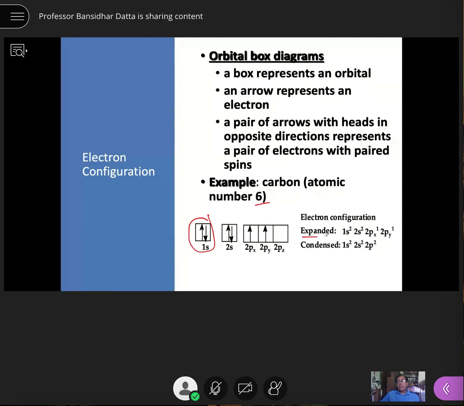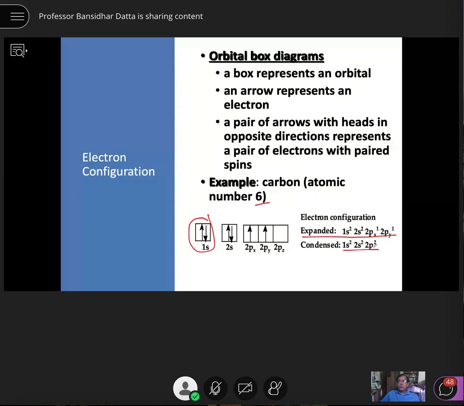So that's called the expanded electron configuration: 1s2, 2s2, 2px1, 2py1, 2pz0. You don't have to write it. You can also write the condensed electronic configuration, 1s2, 2s2, and 2p2.